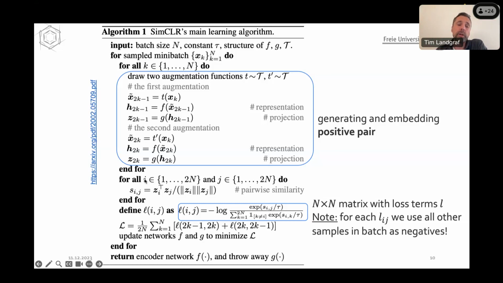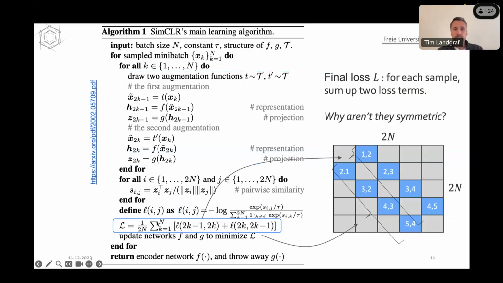So we have a variable i and j running through all the 2n samples and all the 2n samples, in a matrix kind of fashion. We'll look at that on the next slide. And we'll compute the similarity, the cosine similarity, and also this loss term with a small l, just as we have seen on the previous slide.